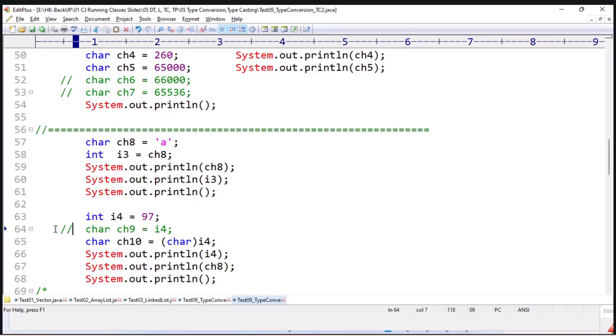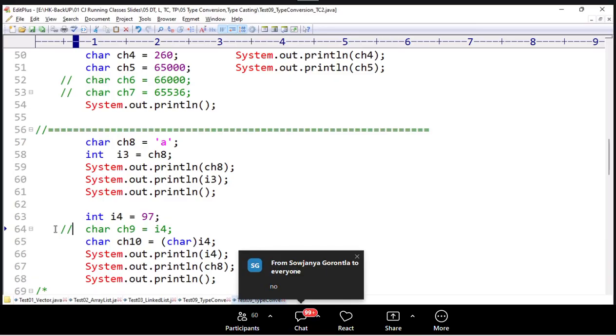Question number 1 completed. I'm asking the second question. First question was: is it possible to assign char literal to byte and short variable? The answer is yes, but up to the range of byte and short. Second question: is it possible to assign char variable to byte and short? Yes or no? No. The direct answer is no, because the char data type range is greater than byte and short.